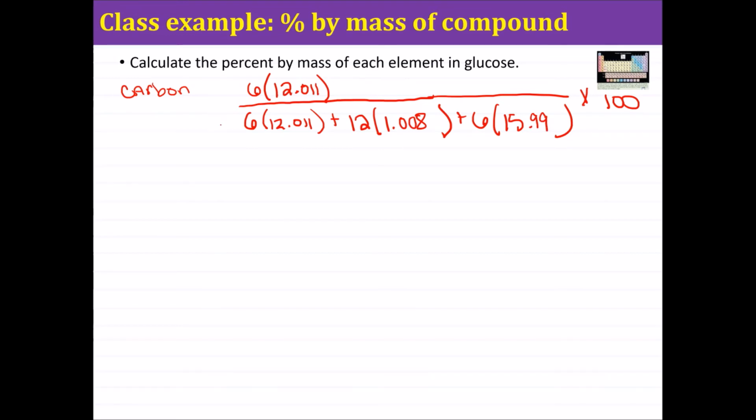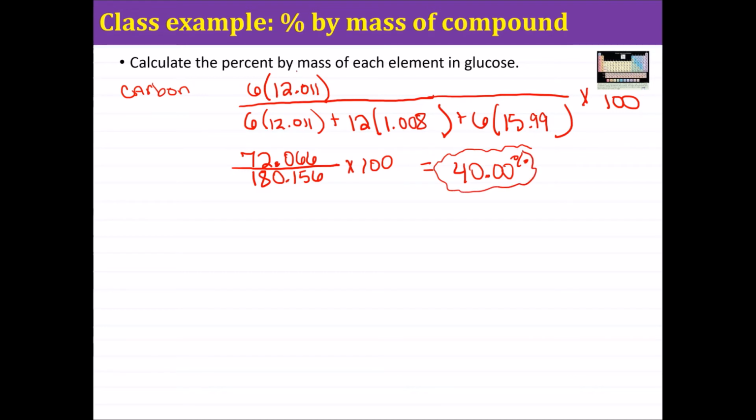All right, so when I calculate the numerator, 6 times 12.011 gives me 72.066. Now I divide by the denominator. So when I calculate the denominator, I get 180.156. Carry down, times 100, and you get 40%. So glucose is made up of 40% carbon.